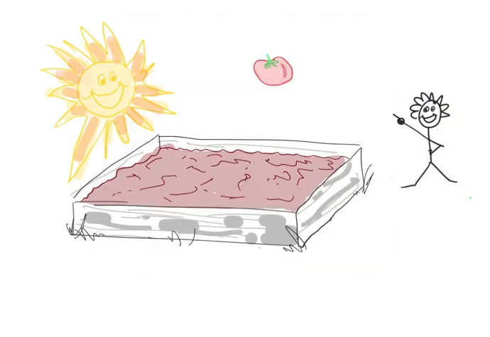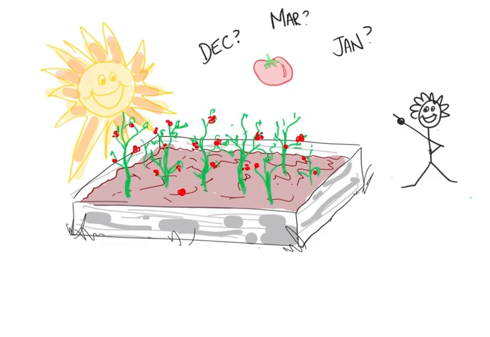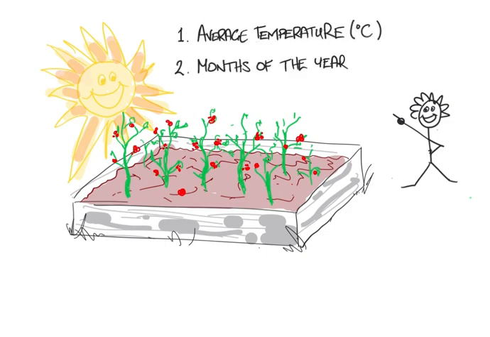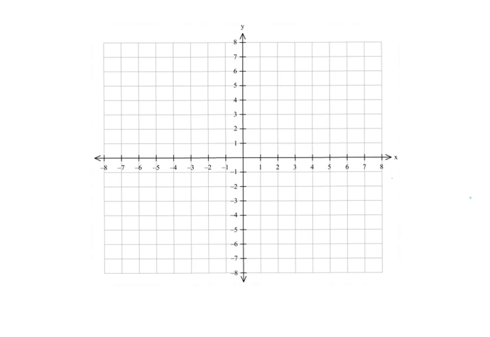If we take a look back at our problem, what we wanted to know was what month of the year will be the best time to plant a tomato crop. The two pieces of information the data gave us are average temperatures and months of the year. So what do we do with this information now? Well, first, we'll need to decide how we're going to present it on our Cartesian plane.